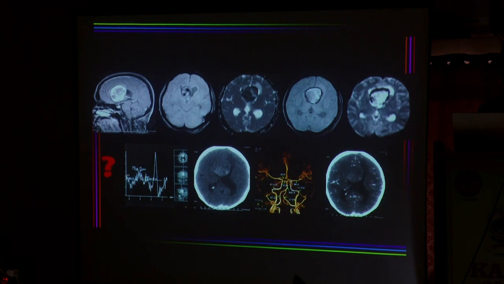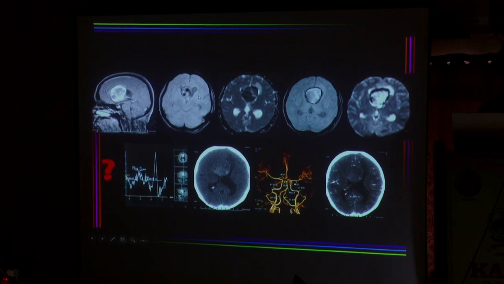So the findings are, you see a relatively well circumscribed lesion in the suprasellar region involving the third ventricle with significantly low ADC values, with peripheral hypointense gradient blooming, appearing relatively hyperintense in T1 weighted images. So these are the findings.